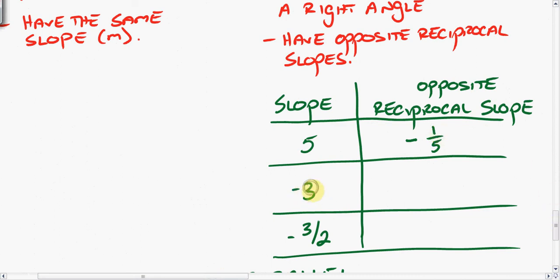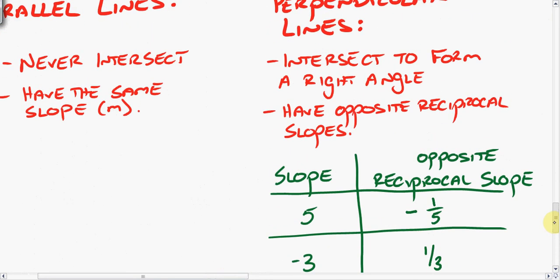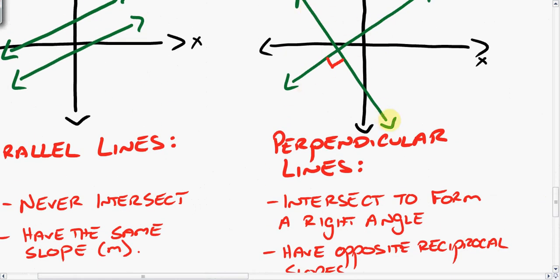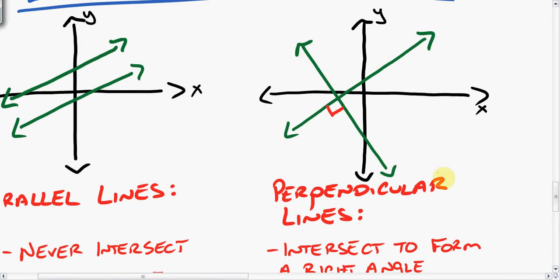Here again we have another integer. It's negative 3. Since this number is negative, our opposite reciprocal slope will be positive, and it will be positive 1/3. Here, our slope is already in fraction form. It's negative 3/2, so the opposite reciprocal is positive 2/3. So it kind of gives you an idea of what the opposite reciprocal slope is. So if I were to graph two lines that had these slopes, each of the two lines would intersect to form a right angle, and it would look something like what we have pictured above.